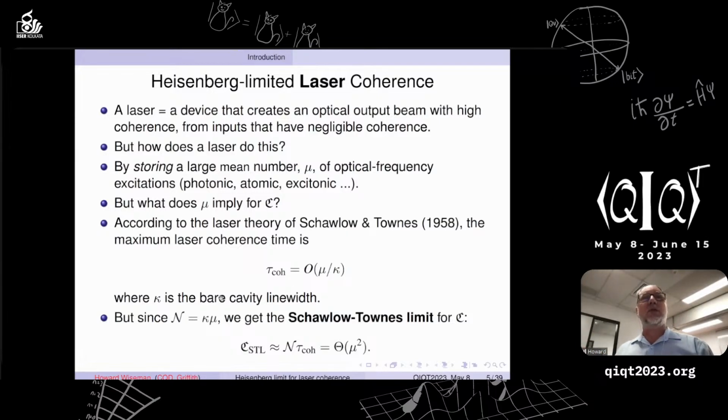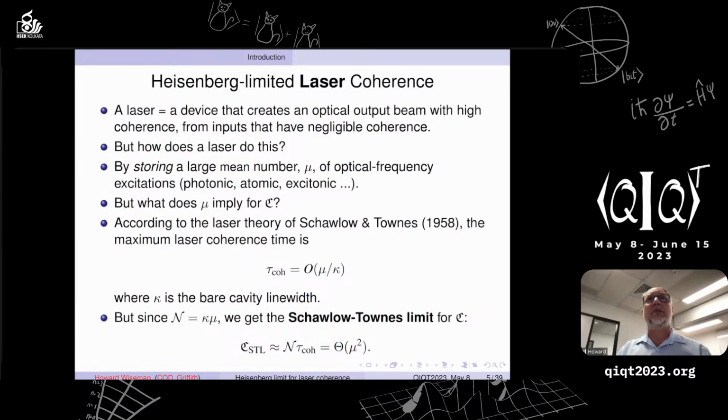Okay, but then also the flux of photons out is that decay rate of the cavity times the mean number of photons in the cavity. So multiplying those two things together, the kappas cancel out, and one gets the scaling of the Schawlow-Townes limit for the coherence, which is something scaling like mu squared. So that's what the big theta notation means: within their model, it's upper bounded by this scaling, but also that it's achievable. They actually gave a laser model which achieved this scaling. That's what that means, as opposed to the O, which just means an upper bound. Okay.